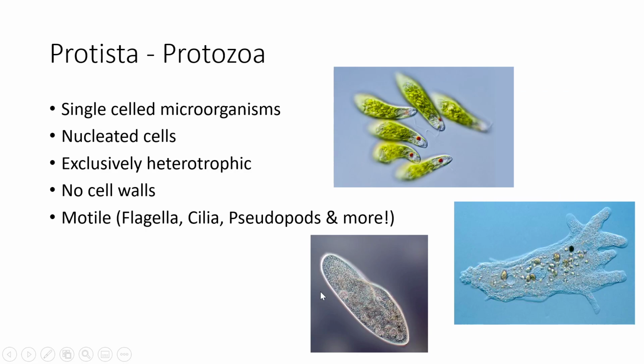The next thing is our protista, and the first organism inside that group is the protozoa, which are also single-celled microorganisms. They have a nucleated cell, so that's different. But they're exclusively heterotrophic, so they can't create their own food. They have no cell walls, and they're very motile. Since they don't have any cell wall, it allows them to very easily move their cytoplasm around with pseudopods, like amoebas do.